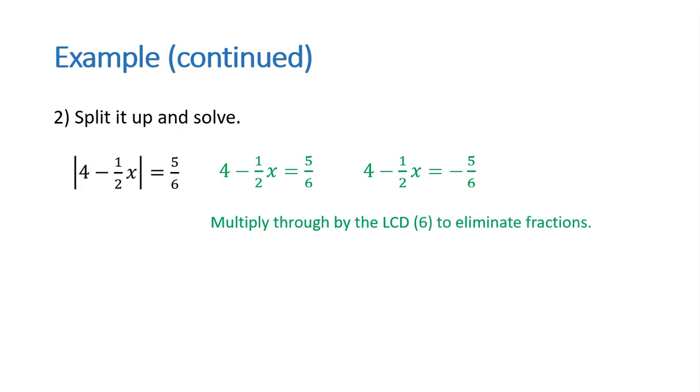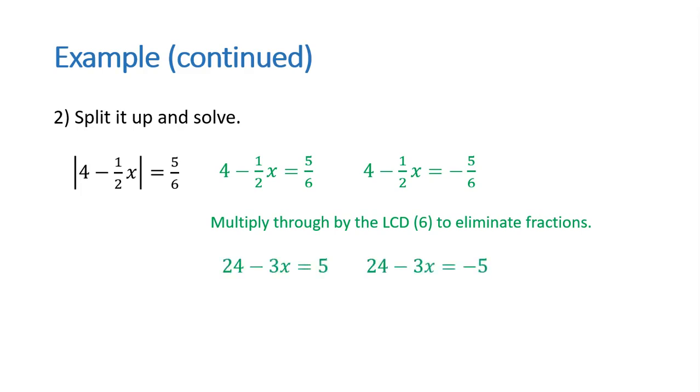So what we're going to do is we're going to multiply through both equations by the least common denominator, and that's actually going to eliminate all our fractions. So the two fractions we have in each problem are 1/2 and 5/6, just differing in sign. So our least common denominator is 6. So we're going to multiply each equation on both sides by 6.